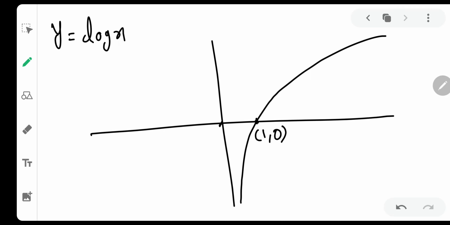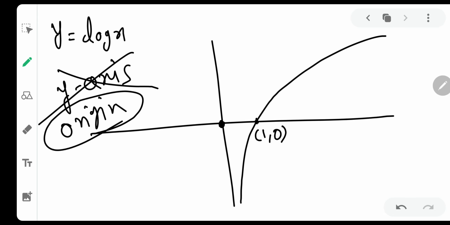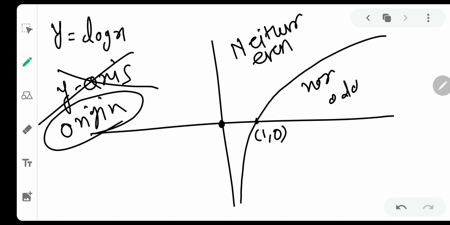I was just checking my graph. Is it symmetrical about y-axis? You all know what is the graph of log x, so I have no issues now. Is it symmetrical about y-axis? Definitely not. So it is not an even function. Is it symmetrical about origin? No, origin is over here. So this is neither even nor odd. Okay, very nice. I hope you are loving this.